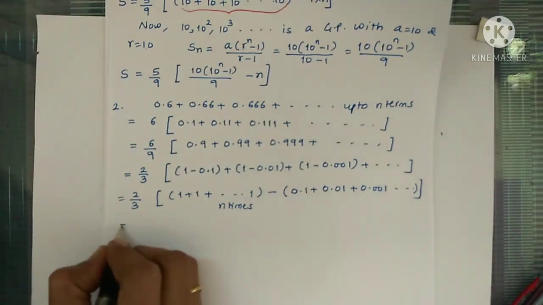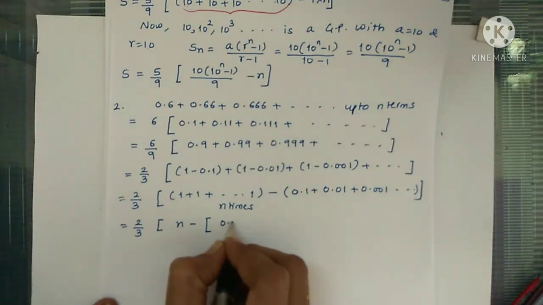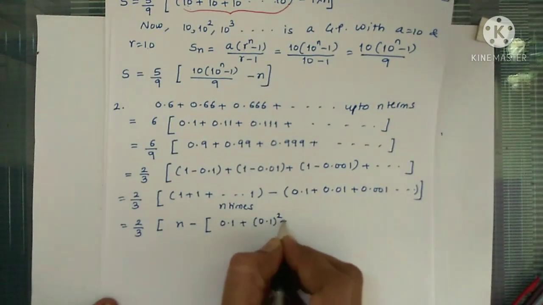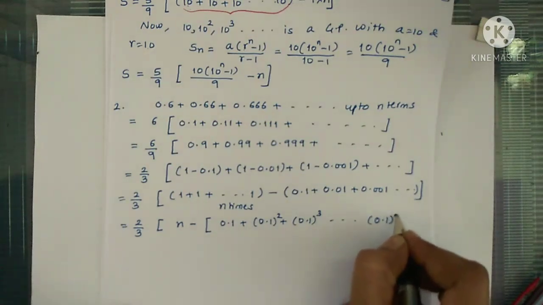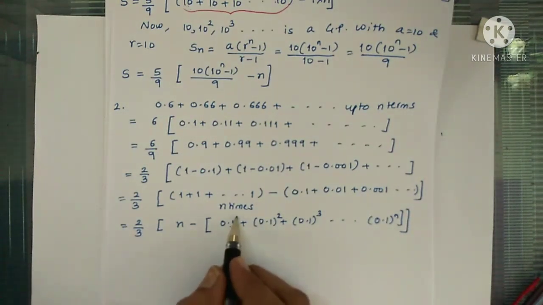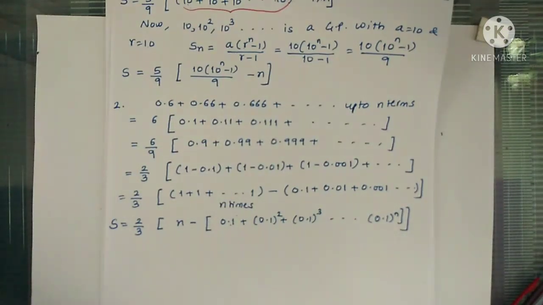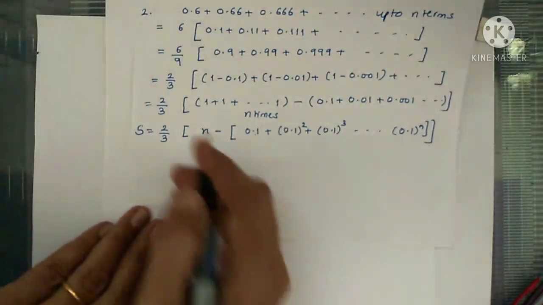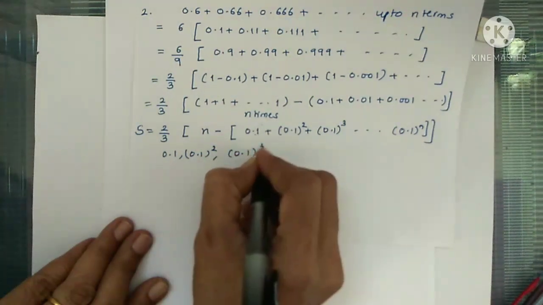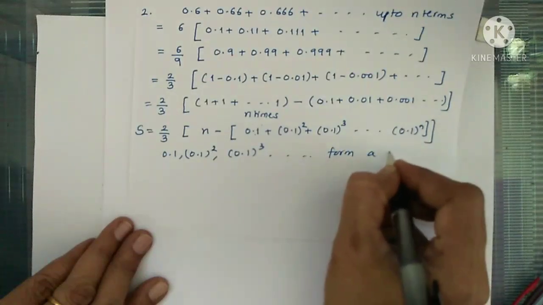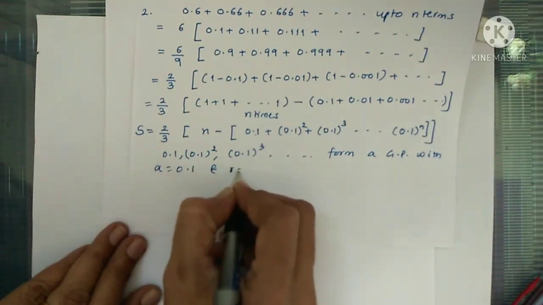Now here, this first sum, 1 plus 1 plus 1 n times, is n. You can see this is 0.1, this one is 0.1 square, this is 0.1 cube, and so on. So the nth term will be 0.1 raised to n. Now these terms in the second bracket form a GP, 0.1, 0.1 square, 0.1 cube, with first term a equal to 0.1 and common ratio also 0.1.